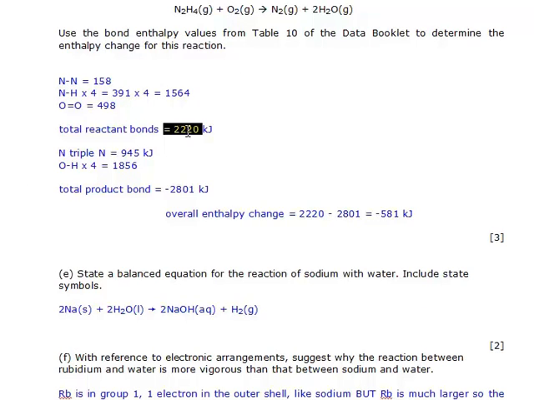Add those up and that becomes 2220 kilojoules. And then we look at the products. 1 N triple bond N for the nitrogen, 4 OHs, that gives minus 2801. And so the overall enthalpy change is 2220 minus 2801, which is minus 581 kilojoules.